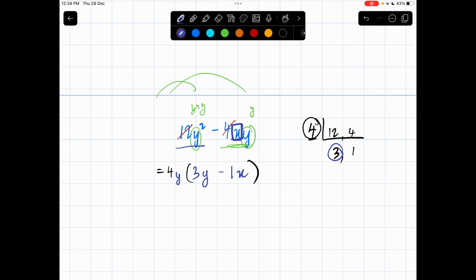Remember we took out the y earlier? It's important to write it at the front. So we'll have 4y times, in brackets, 3y minus 1x. For algebra, there's no need for you to write 1 here. You can take out the 1, and you have 3y minus x.